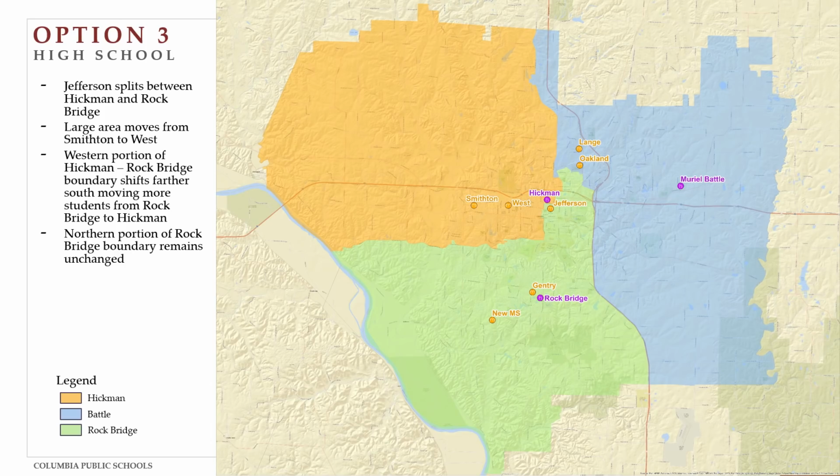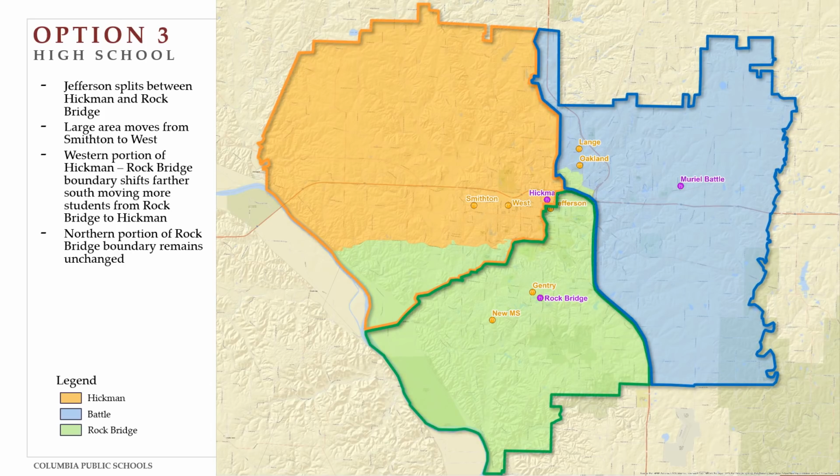Here's our high school boundaries currently. Here's the option 3 boundaries. As you can see, in this area we kind of maintain that current Rockbridge Hickman, and that's where we have that Jefferson split. So those areas that were moved to Jefferson from West would continue to feed to Hickman. These areas moved from Gentry up into Smithton would also go to Hickman.